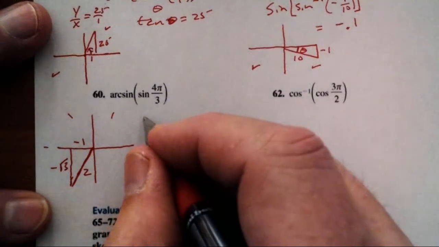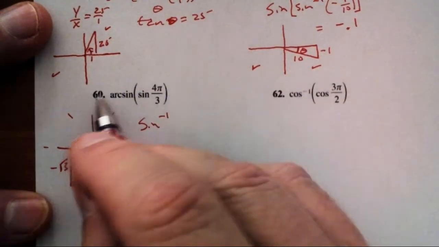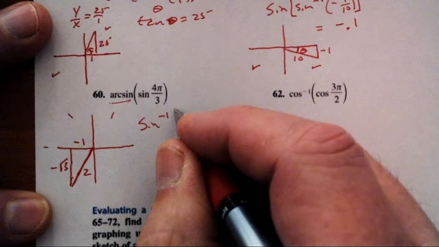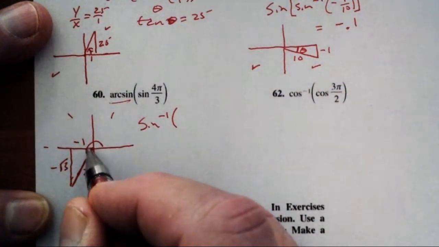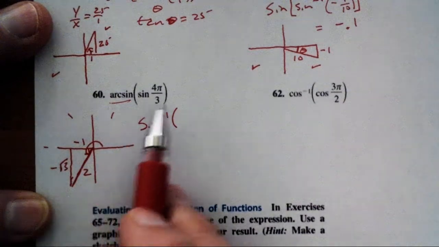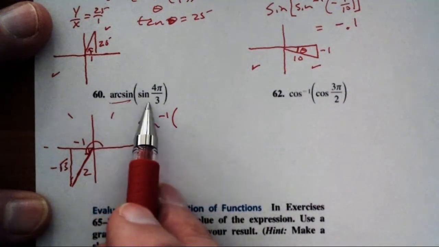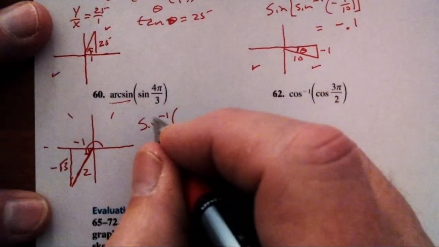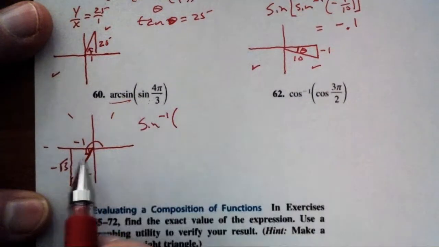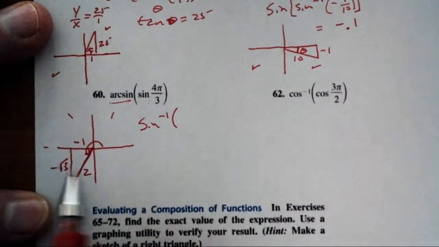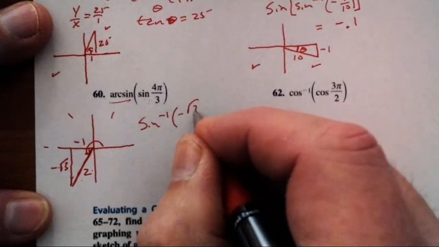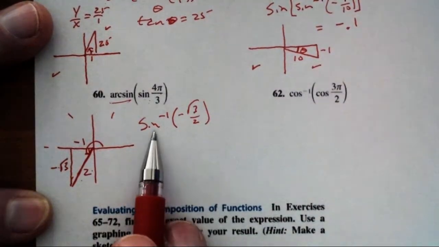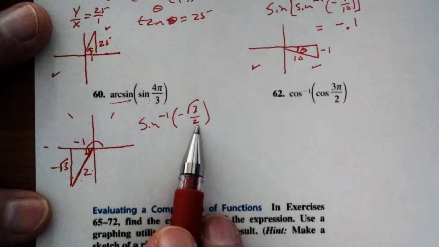So this is now asking for sine inverse, arcsine, sine inverse of this angle. Well, that's what it was doing before. So I want sine inverse of sine of that angle. Sine of that angle is y on r. Sine of this angle, y on r, -square root of 3 on 2. So it's saying, when is sine -square root of 3 on 2?